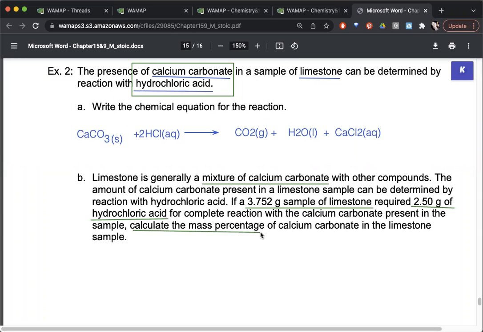Calculate the mass percent of calcium carbonate in the limestone. So let's take a look at what we're looking at. We're wondering how many grams of calcium carbonate are in that mixture.